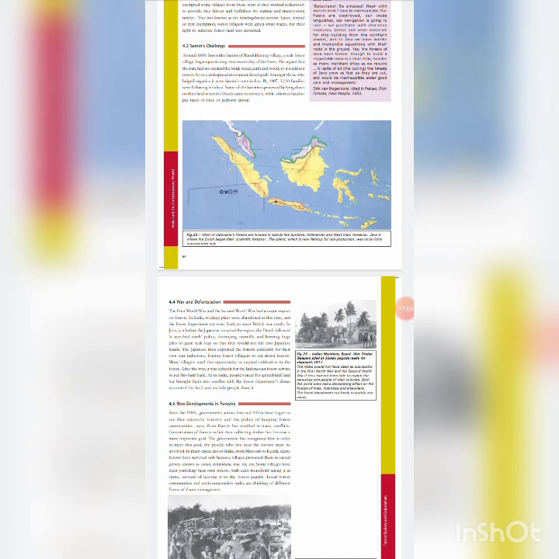Now, the Samin's challenge. Surontiko Samin of Randublatung village, a teak forest village, questioned the state ownership of the forest and argued that the state had not created the wind, water, earth, and wood, so it could not own them. Soon, a widespread movement developed. Some of the Saminists protested by lying down on their lands when the Dutch came to survey them, while others refused to pay taxes or fines or perform labor.